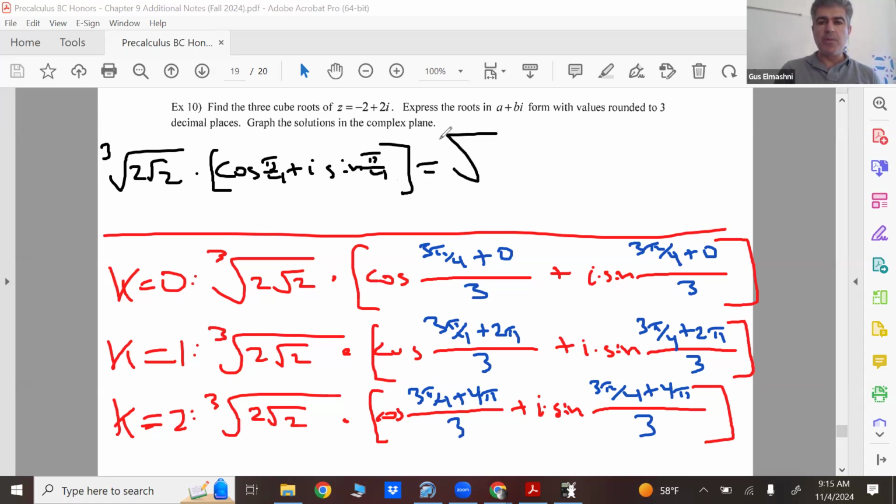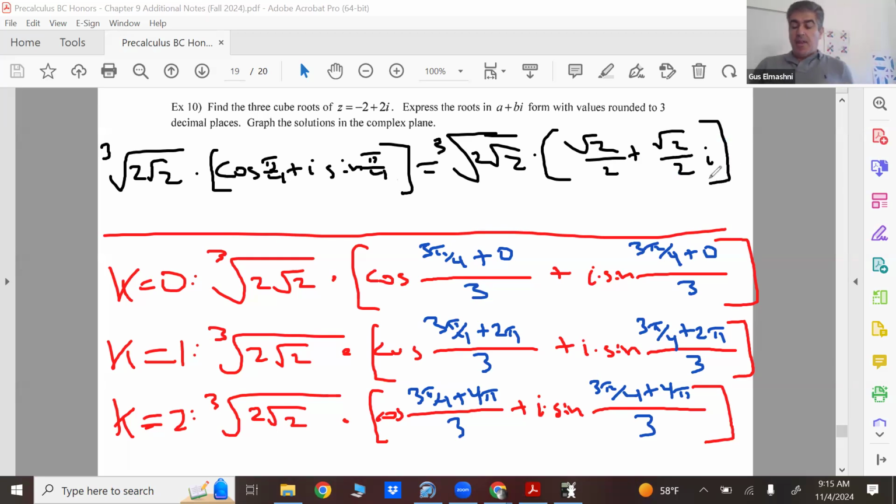Which would be the cube root of 2 root 2, and what's cosine of pi over 4? Plus root 2 i. And that's kind of crazy.